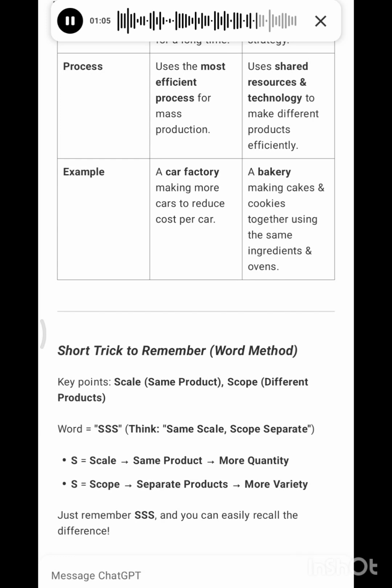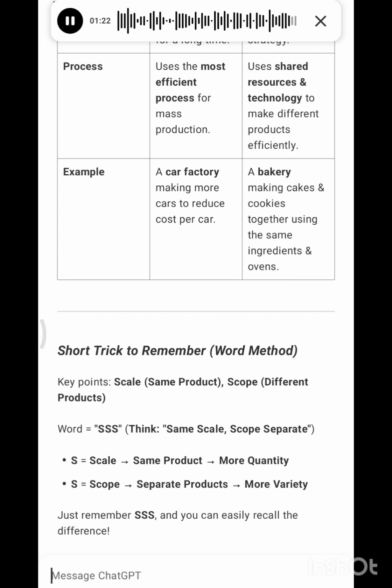Short trick to remember, word method. Key points: scale, same product; scope, different products. Word equals SSS. Think, same scale, scope separate. S equals scale, same product, more quantity. S equals scope, separate products, more variety.